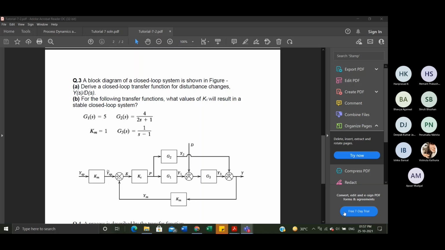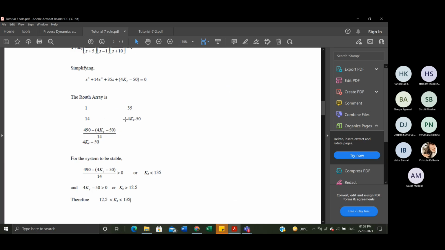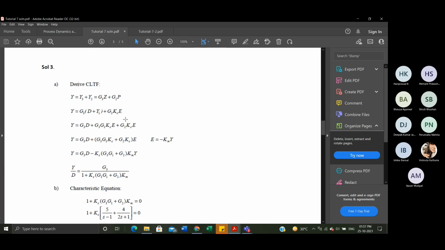Okay, right. So this question is a combination of the above two questions. First, we have to find the closed loop transfer function of y and d, which is the output and the disturbance, and then we will need to find the value of kc for which our closed loop system would be stable with these values. So first we will need to find the closed loop transfer function.